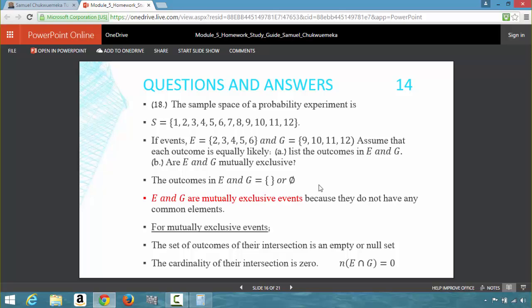Does that make sense? So the intersection is an empty set. They don't have any element in common. It is an empty set, and their cardinality will be 0. I want to say something here. The set of the outcomes will not be 0. No, it will be an empty set. Phi, this is the Greek alphabet, phi, which is empty set or null set. And the cardinality of the intersection will be 0.